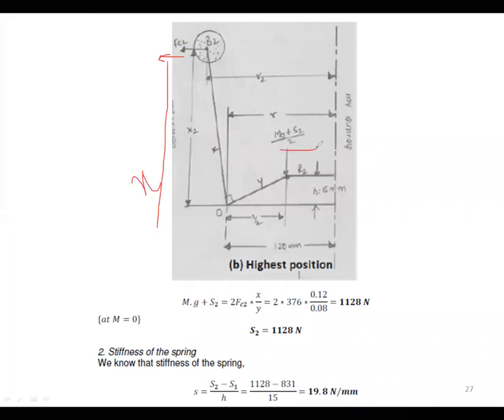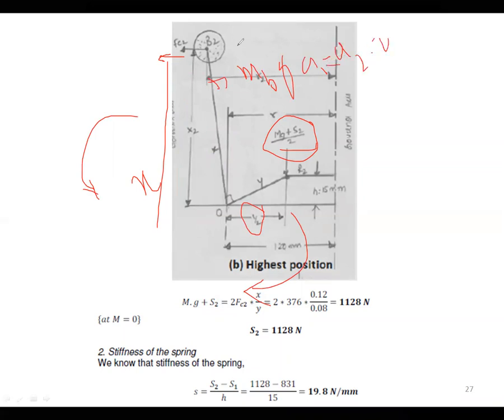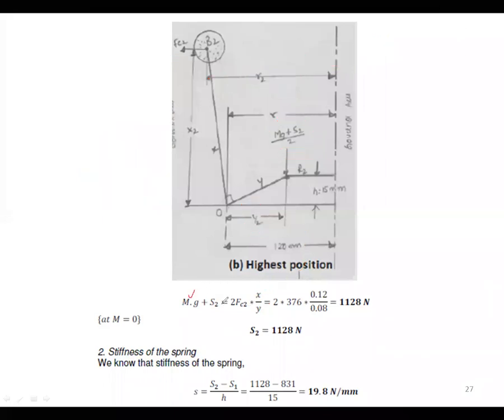Another force, (mg plus S2) divided by 2, acts at a perpendicular distance of y. It acts in the clockwise direction, compared to FC2, which acts in the anti-clockwise direction. The mass of the ball into g will obviously be 0, because alpha 1 and alpha 2 are equal to 0, as the arms become vertical and horizontal. So when I substitute in the given formula, M into g is 0. S2 I am supposed to find as 2 FC2 into x by y, as in the previous case.